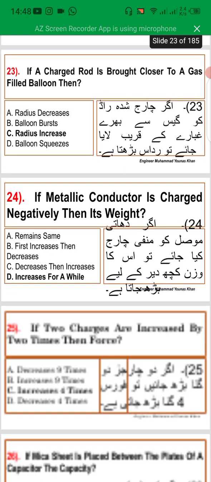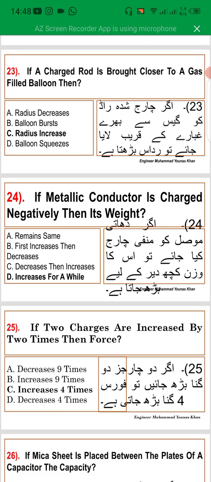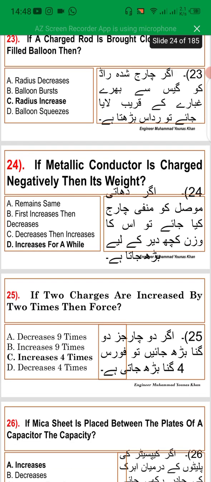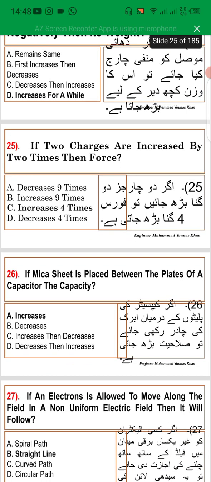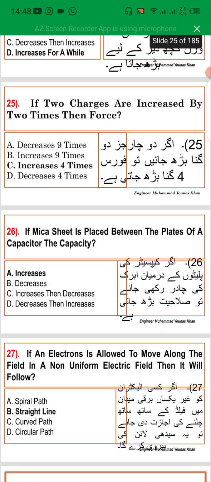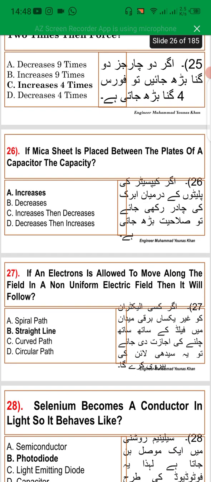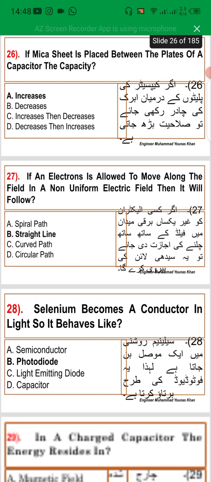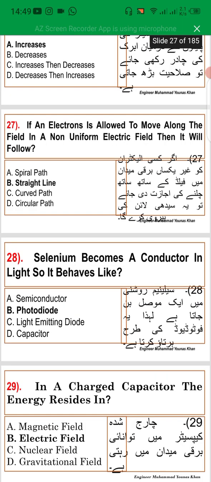If a charged rod is brought closer to a gas filled balloon, then its radius increases. If a metallic conductor is charged negatively, then its weight increases for a while. If two charges are increased by 2 times, then the force increases 4 times. If a mica sheet is placed between the plates of a capacitor, the capacity increases. If an electron is allowed to move along the field in a non-uniform electric field, then it will follow a straight line.